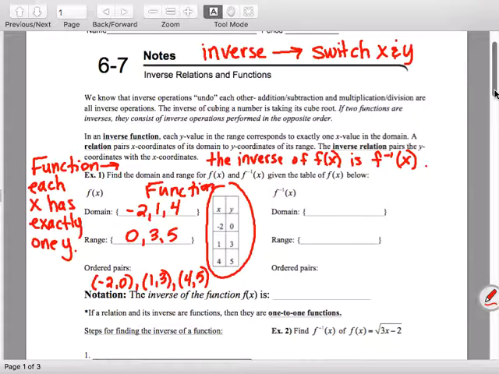Now, to do the inverse, what I had you write at the tippy top is that we switch the x and the y. So what we're going to do here, to the far right, we're going to take the table and we're going to switch the x and the y.